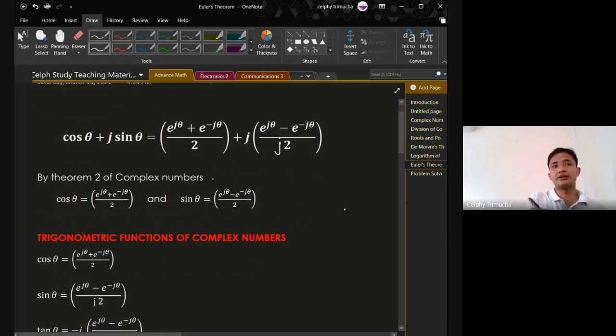So, by the theorem of complex numbers, we can equate the real part and the imaginary part. The real part, cosine theta, equals the real part on the right side of the equation: e raised to j theta plus e raised to negative j theta, all over 2. Then for the sine, the j cancels, so sine theta is equal to e raised to j theta minus e raised to negative j theta, all over 2j.